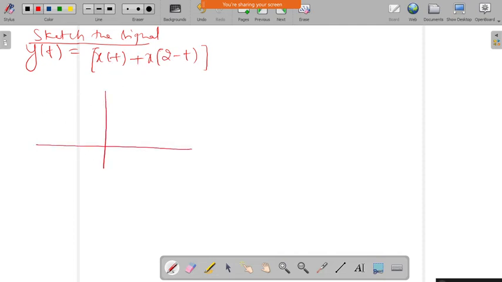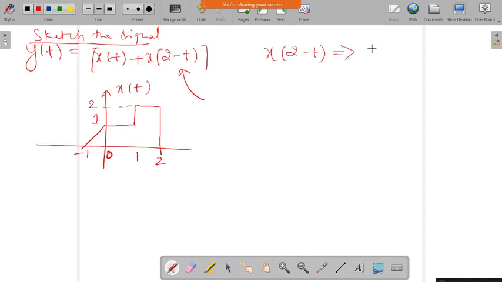So x of t is given like this: minus 1 to plus 1 is like this, then 0 to 1 it is 1, and 1 to 2 it has the value 2. So now this x of t is given. Now we need to add this x of t plus x of 2 minus t. So for this particular signal, x of 2 minus t, this can also be written as x of minus t plus 2.